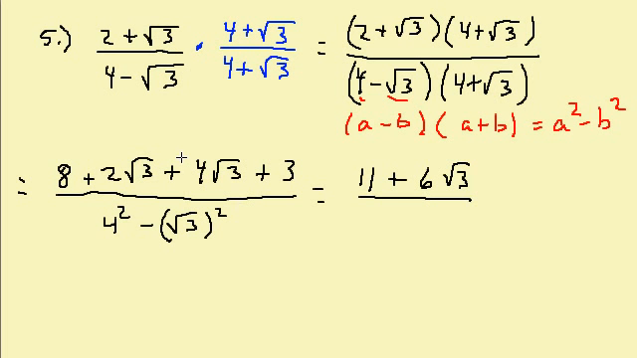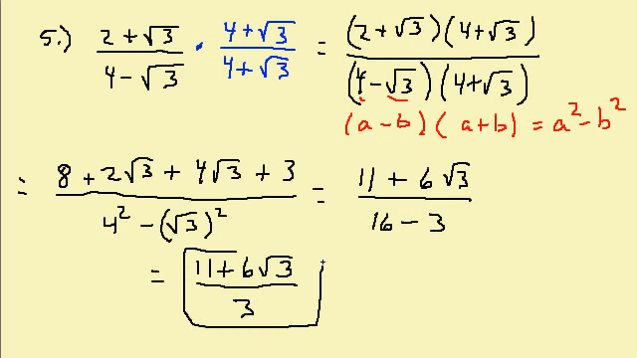And also in that video, operations on radicals, you can watch that on how to add radicals. And then here I have 4 squared is 16 minus square root of 3 squared is 3. So my final answer is 11 plus 6 square root of 3 over 13. And there's my final answer. And that's all on simplifying radicals.